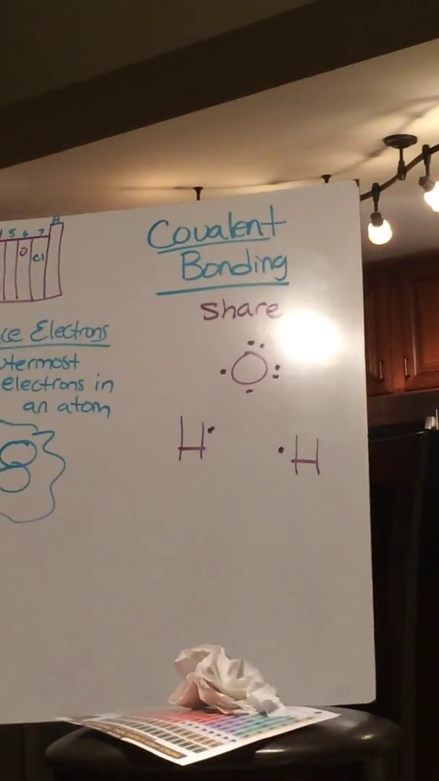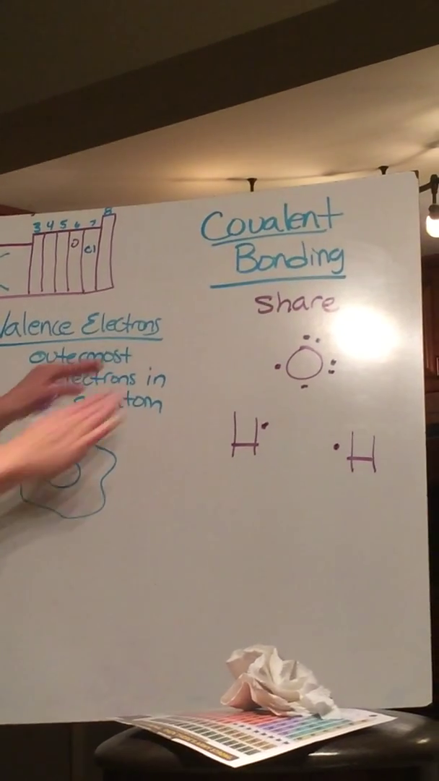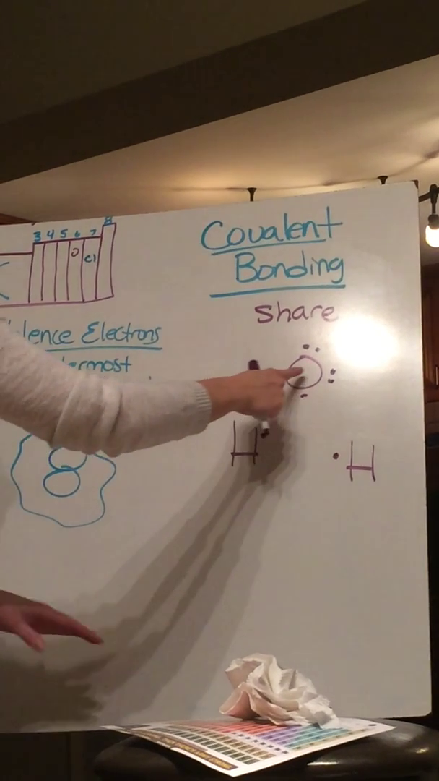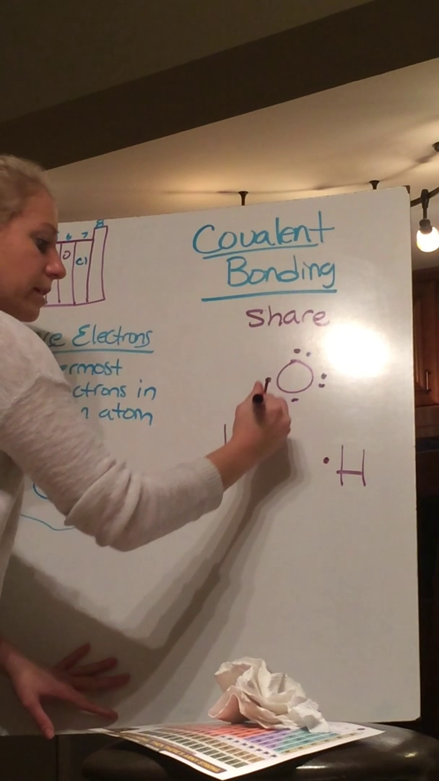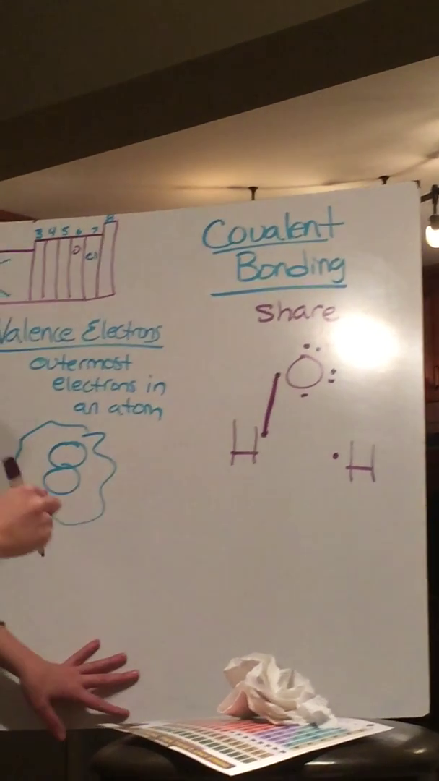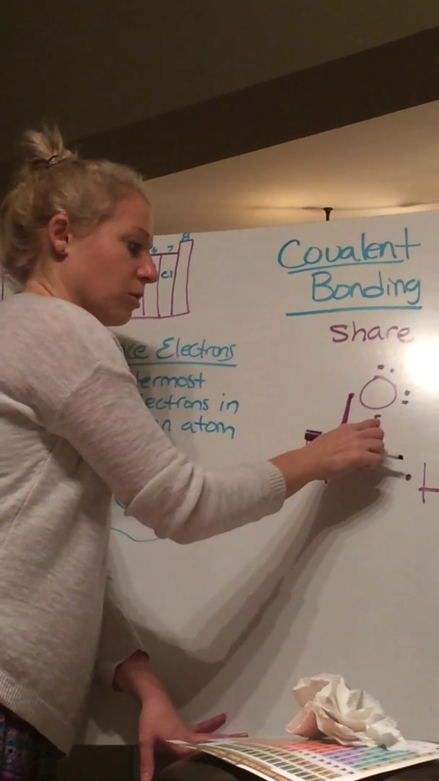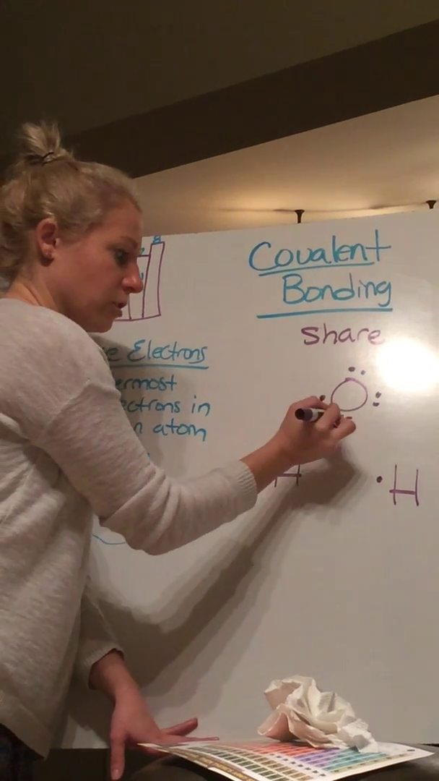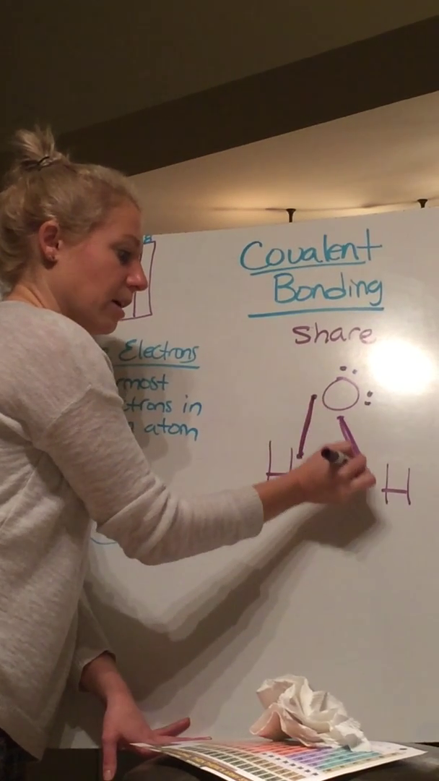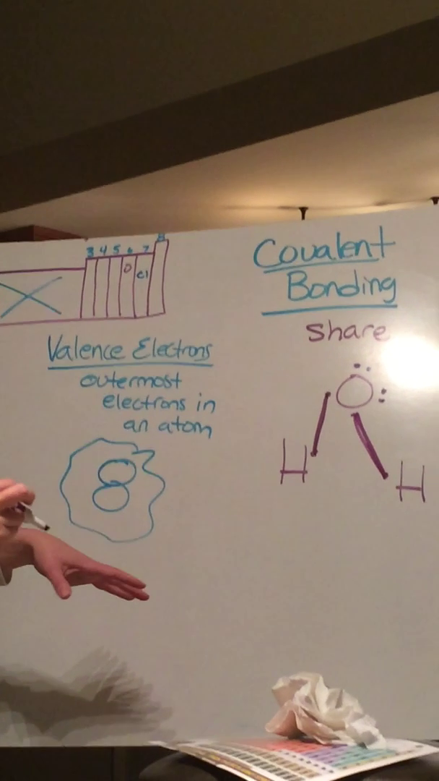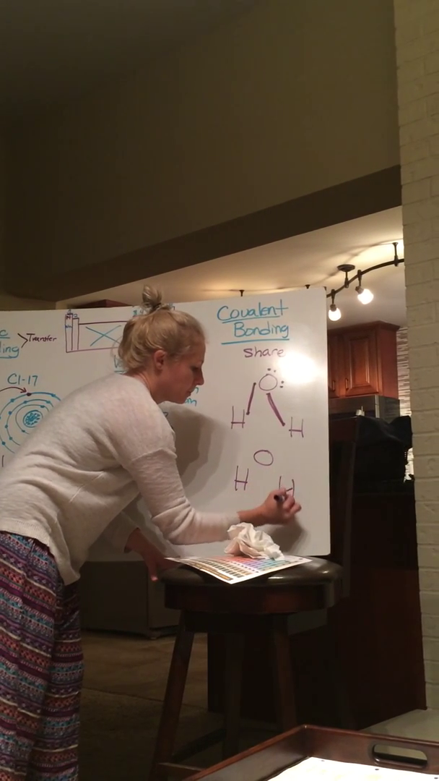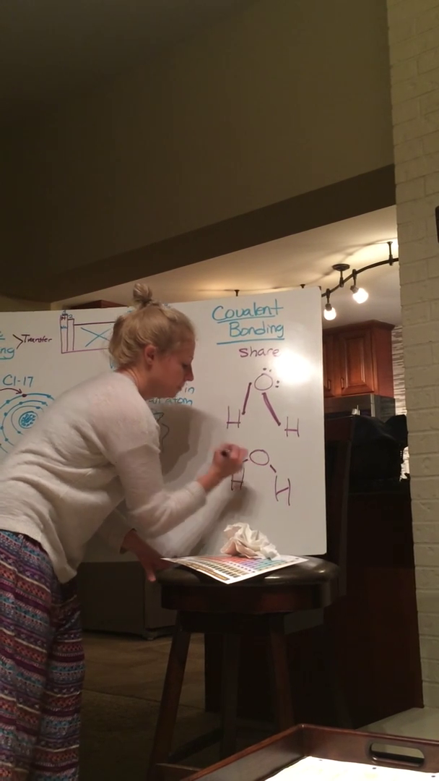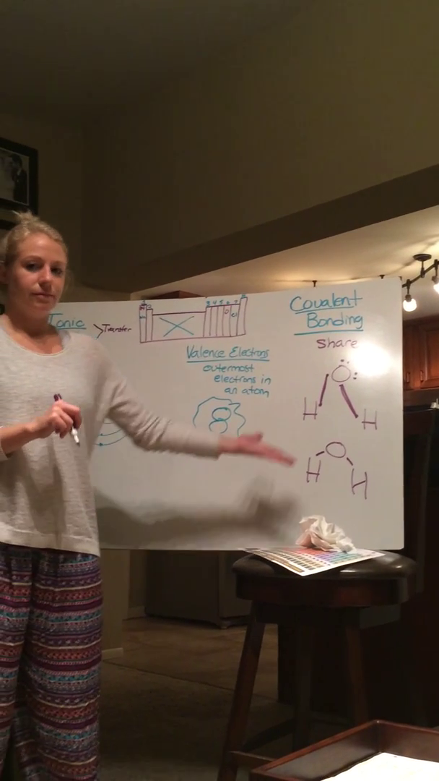Again, magic number is 8. How they're going to get to 8 is by sharing. Oxygen will share this guy. Hydrogen will share this guy. It'll make a bond. Oxygen will share this electron. Hydrogen will share this one. And they'll make a bond. So, sorry, that's a really crappy picture. It'll actually look like this. Ta-da!